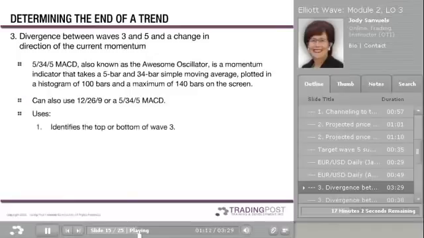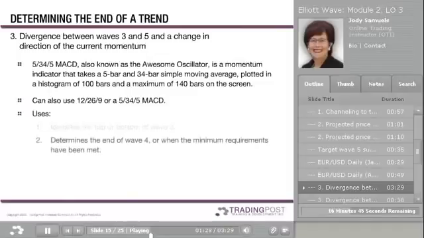Because all oscillators are lagging indicators, the top or bottom of wave 3 will be the highest or lowest price that occurs between 1 and 5 bars on the oscillator prior to the top or bottom in the oscillator. 2. The oscillator determines the end of wave 4, or when its minimum requirements have been met. This is evident when the histogram comes all the way back to the 0 line.